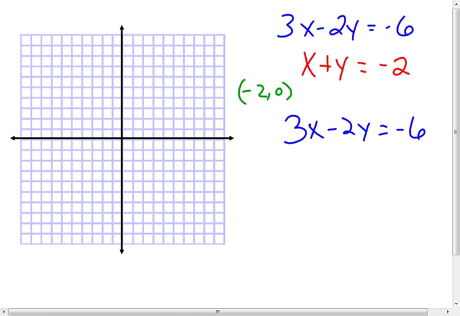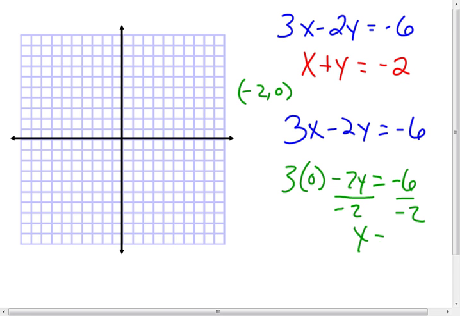Now let's find the y-intercept, so we let x equal 0. So 3 times 0 minus 2y equals negative 6. So we have eliminated the x variable. Divide both sides by negative 2, excuse me. Y is equal to positive 3. So our second point is 0 comma 3.